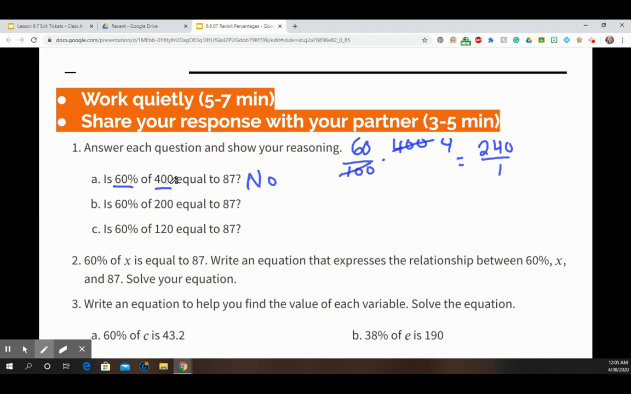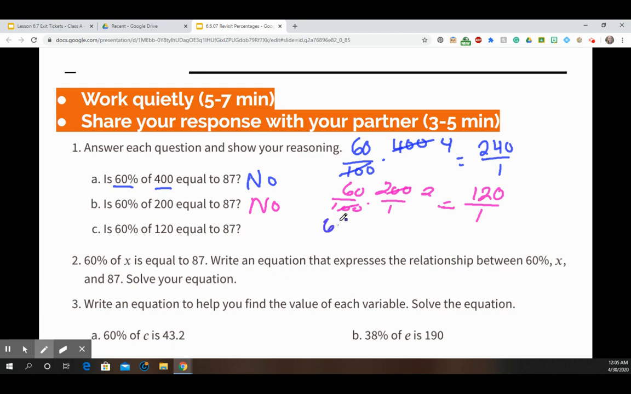Number 2: is 60% of 200 equal to 87? Let's try it out. 60 over 100 times 200. Cross cancel, 2 and 1. 60 times 2: 6 times 2 is 12, so 60 times 2 is 120 over 1. Is it equal to 87? No. Is 60% of 120 equal to 87?